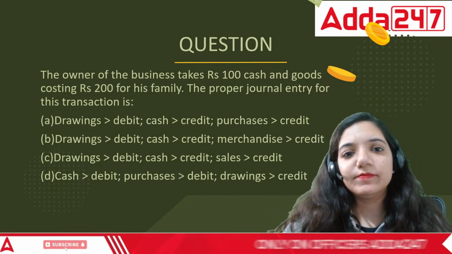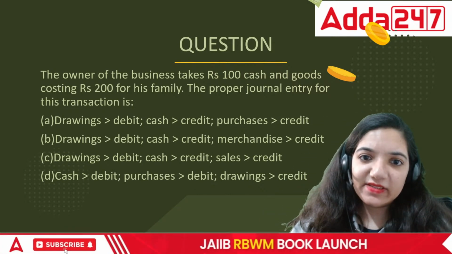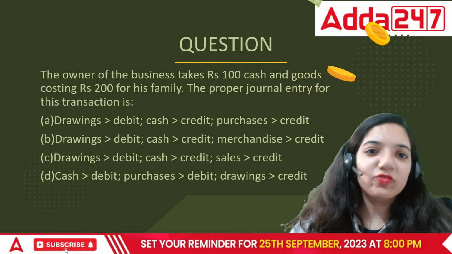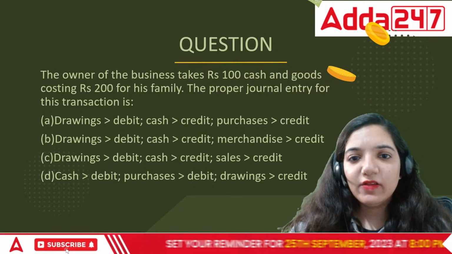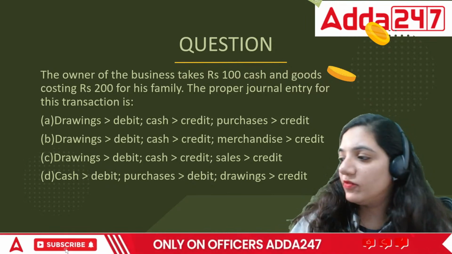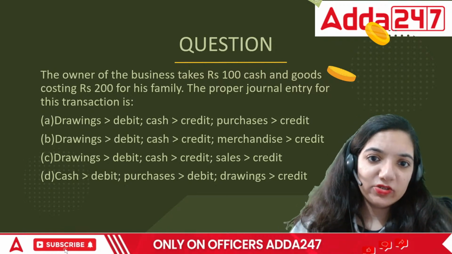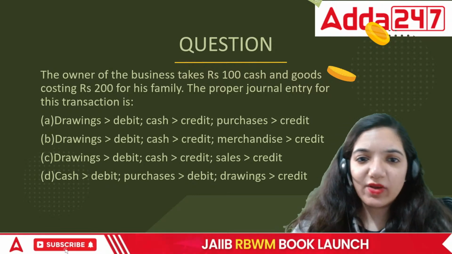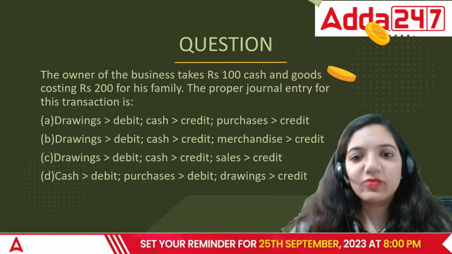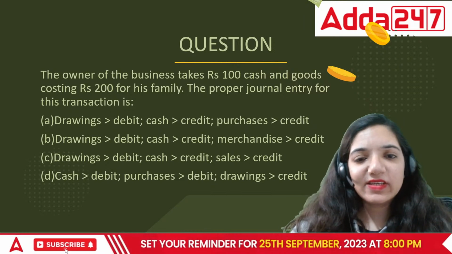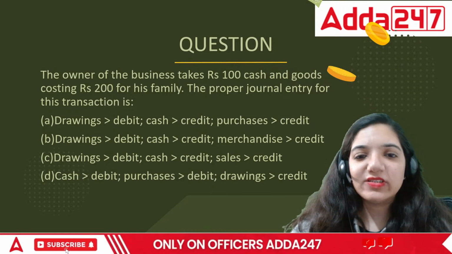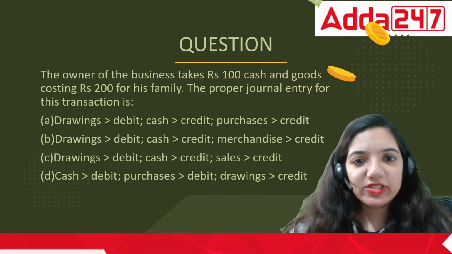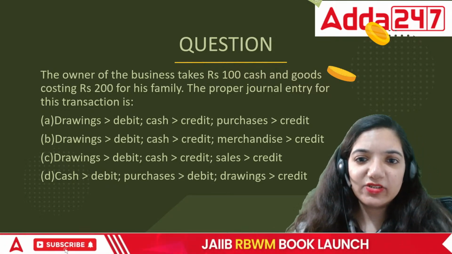The owner of the business takes rupees 100 cash and goods costing 200 for his family. The proper journal entry for this transaction would be what? Drawings and cash and purchases, drawings debit, cash credit, purchases, merchandise credit, then drawings, cash and sales, drawings, purchases and drawings, cash debit, purchases and cash is debited and drawings is credited.